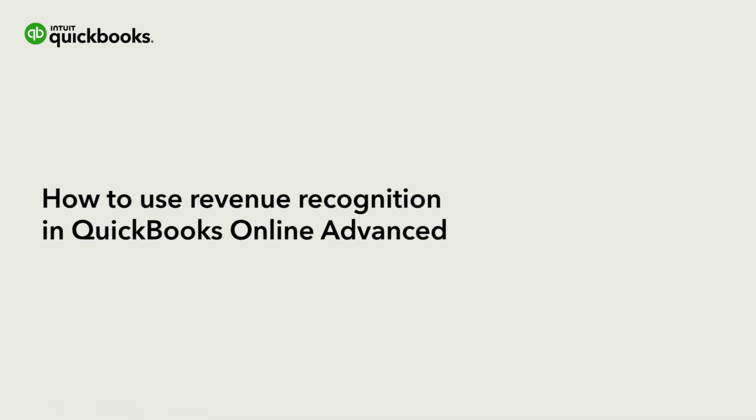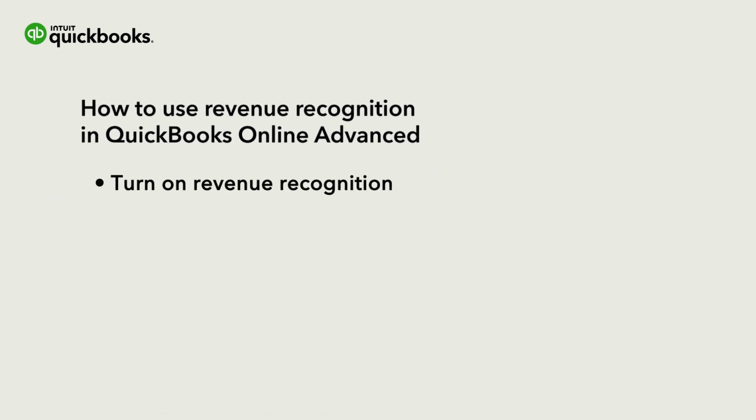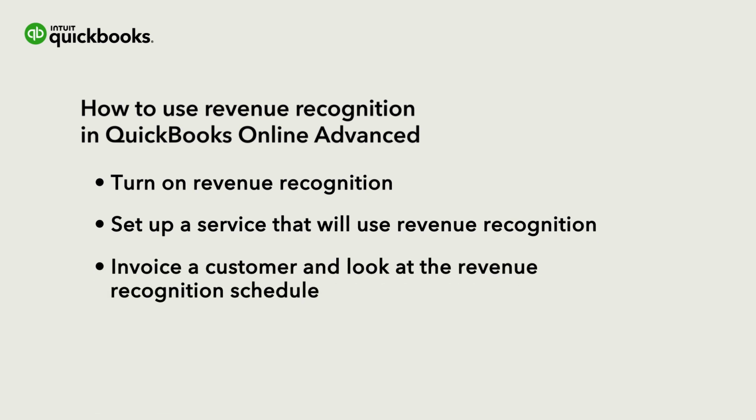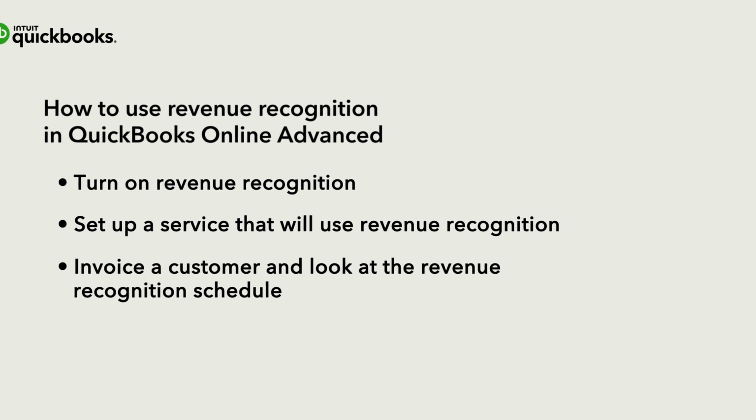With QuickBooks Online Advanced, you can record a payment from a customer for services you'll deliver in the future and then recognize the revenue over time. Let's go over how to turn on the revenue recognition setting, then set up a service that you'll invoice for once and recognize the revenue for each month. Then, invoice a customer for the service and look at the revenue recognition schedule.